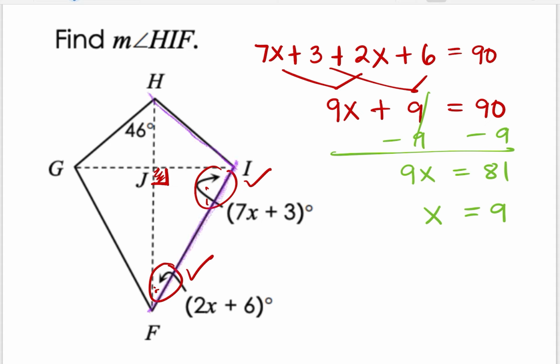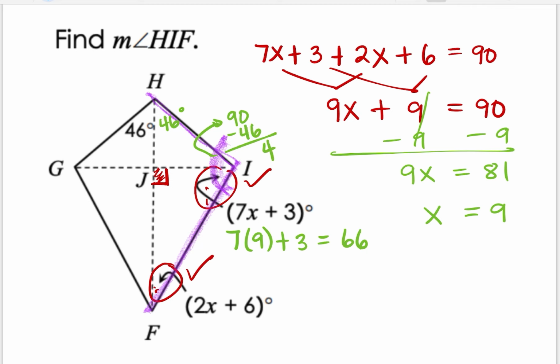So this whole angle, I is in the middle. So we need to know both angles. So first we're going to find this angle here. 7 times 9 plus 3, so that would be 66. And this angle, we can find by doing 90. So if this is 46, this will also be 46. So 90 minus 46, so that's going to be 44.